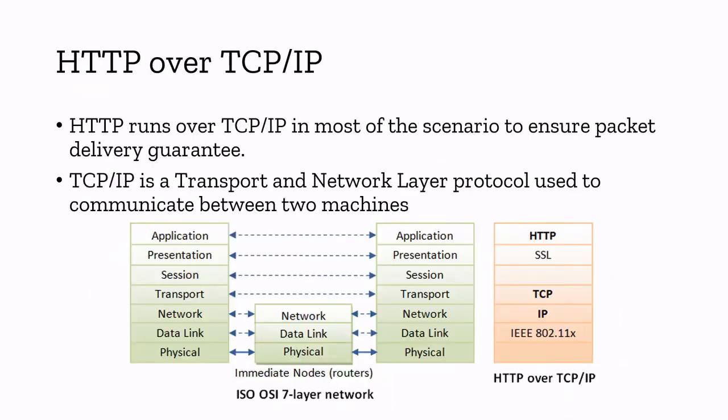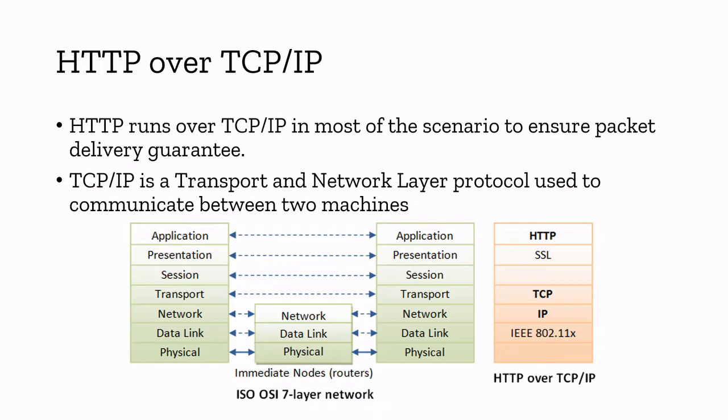HTTP over TCP/IP. As I said before, HTTP runs over TCP/IP in most scenarios. The reason behind this is, let's say you are requesting information from the client to the server, or the server is responding to the client's request. There should be a packet delivery guarantee. So that's the main reason HTTP always runs over TCP/IP, because TCP has a property. The property of TCP is that TCP will provide an acknowledgement, whereas UDP does not provide any acknowledgement.